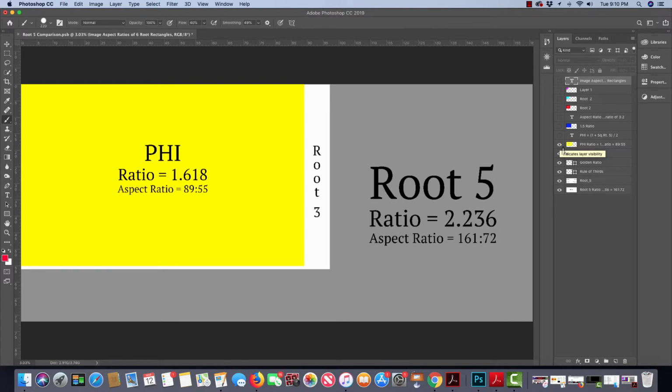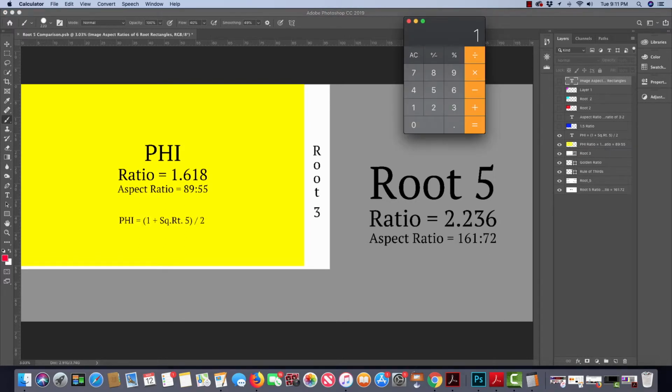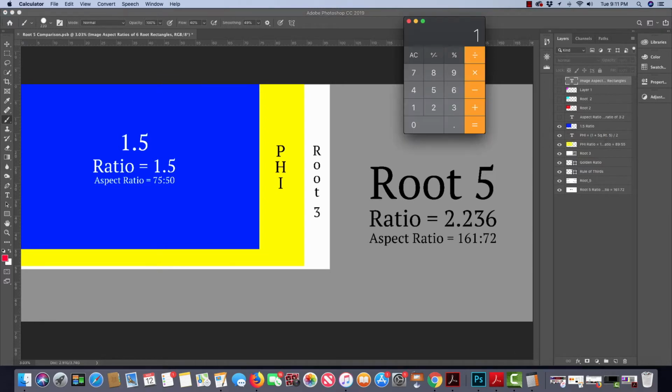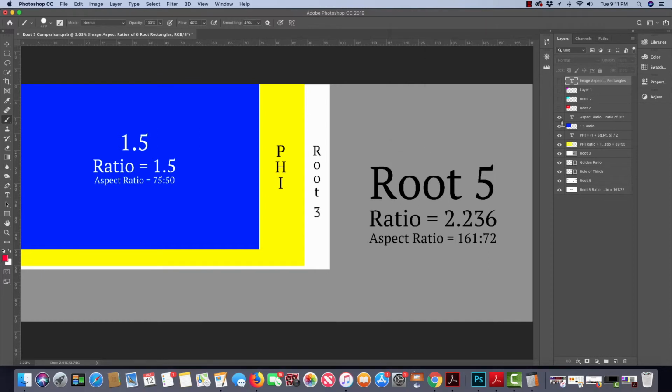Next we have the phi ratio. On your own calculator, take 1 plus the square root of 5, then divided by 2. And you're going to get this number, 1.618, and it's going to extend out for many more digits based on your calculator. Then the 1.5 ratio, which I took the 75 width divided by 50 height to get 1.5. Now you need to understand that the aspect ratio for 1.5 is any equivalent ratio of 3 to 2. And there are many.